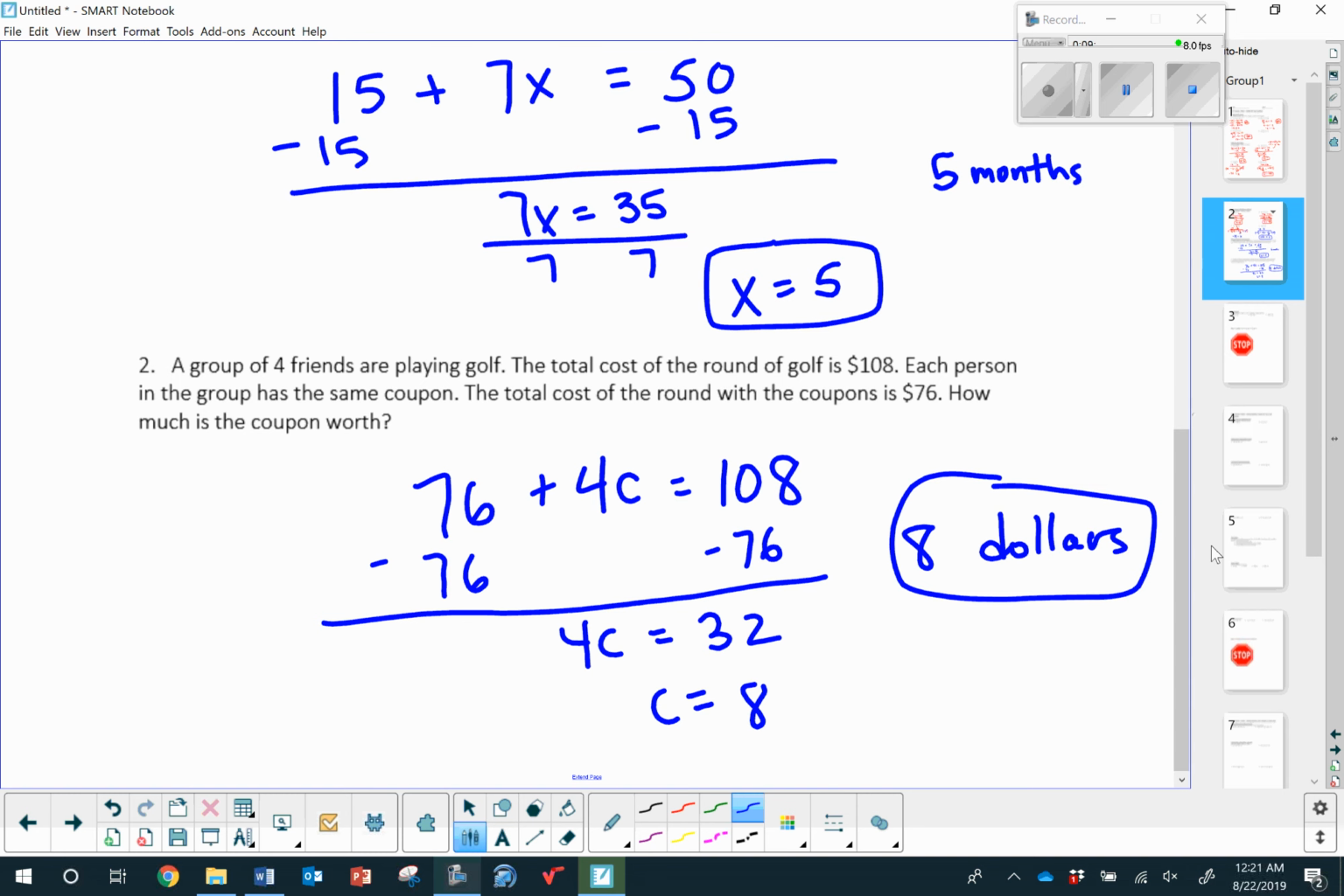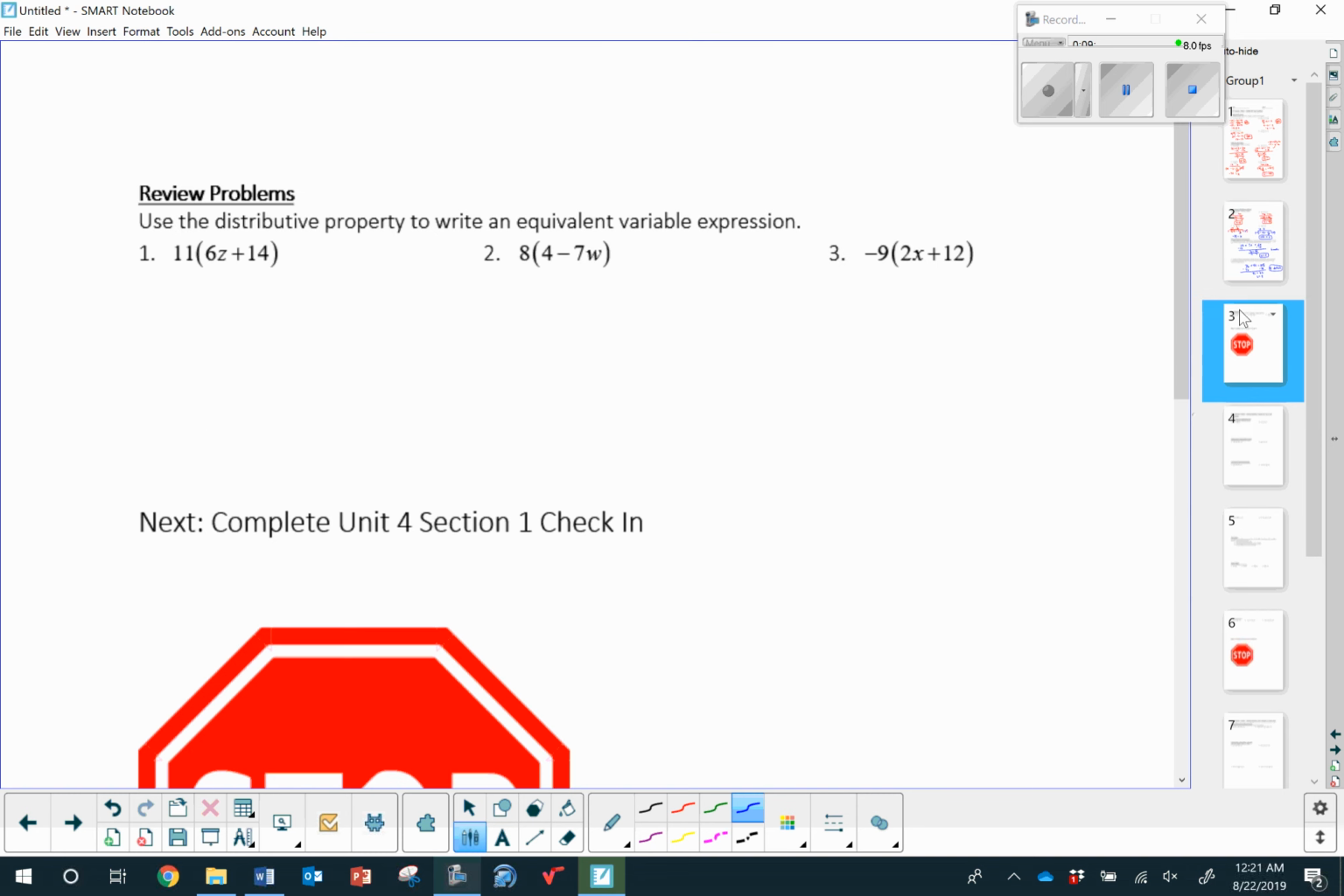All right, friends, your review problems in this section are on the distributive property. That is Unit 2, Section 5, if you need to reference that. Make sure you complete all problems before you do your check-in.